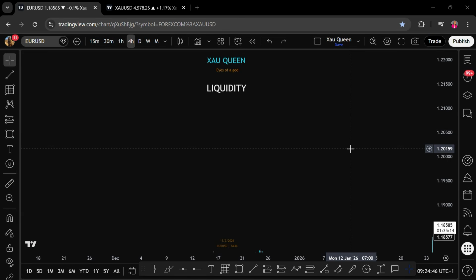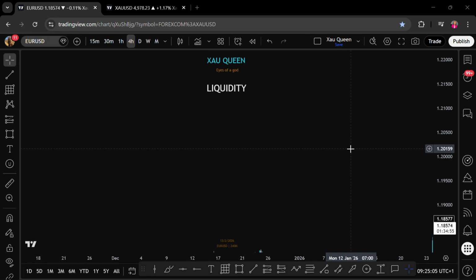Yo, now this is one of the most crucial topics in forex trading: liquidity. Trust me, if you understand liquidity, you are on your way to profitability, because it's liquidity that will determine your entry, and it's liquidity that will determine your target.